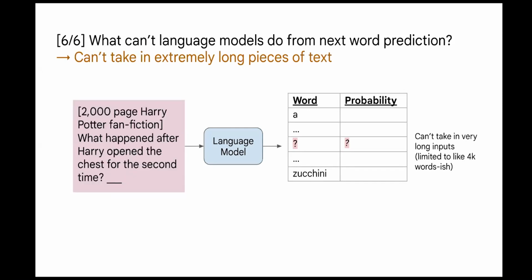And then a final open challenge for language models is that they can't really take in extremely long pieces of text. For example, if you try to shove in an entire 2,000-page Harry Potter fan fiction, and then you ask it about a certain part, like what happened after Harry opened the chest for the second time, the language model isn't going to be able to process that huge piece of text. The current state of things is that we can't really take in very long inputs; we're limited to around 4K words.